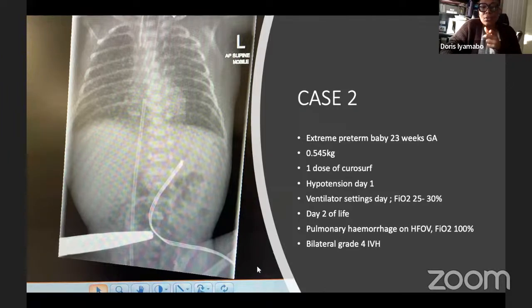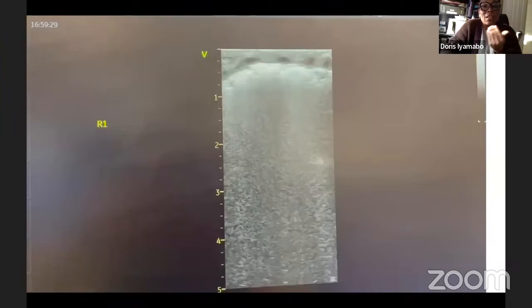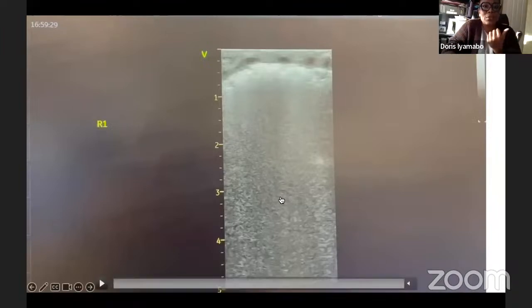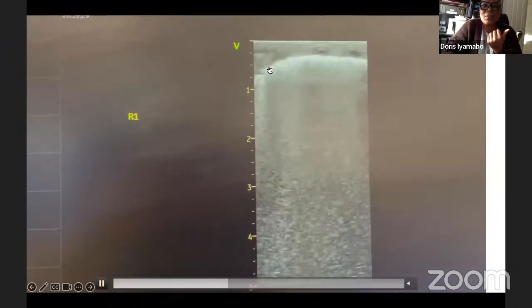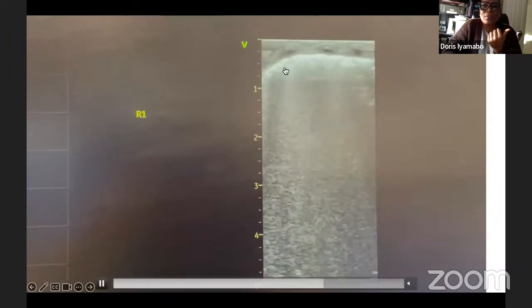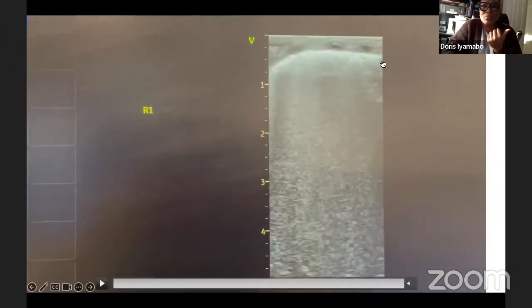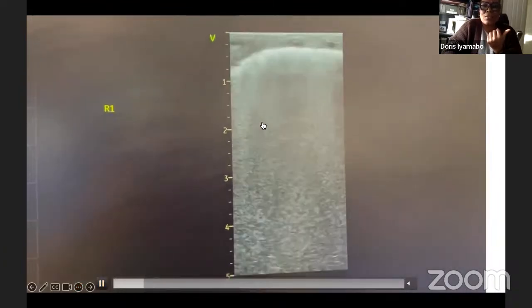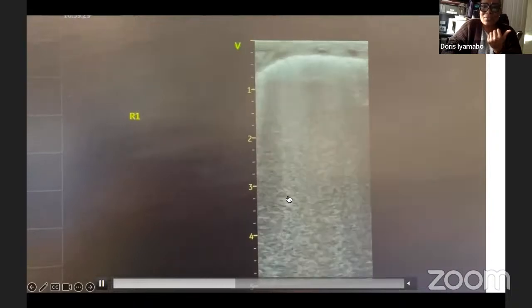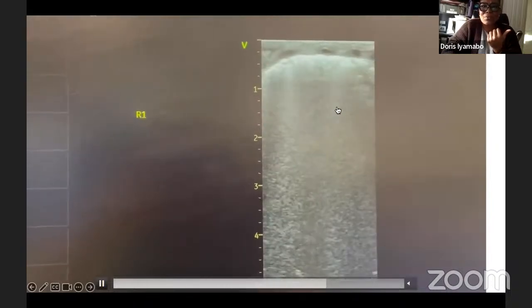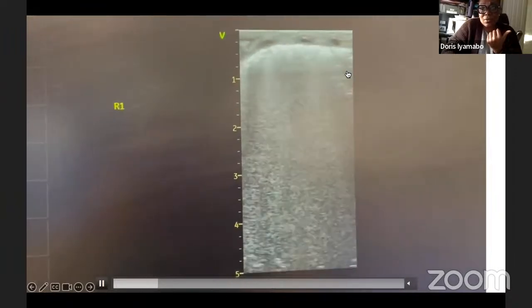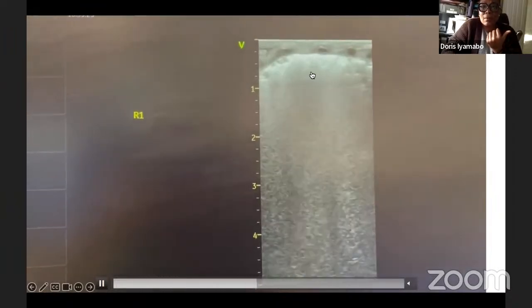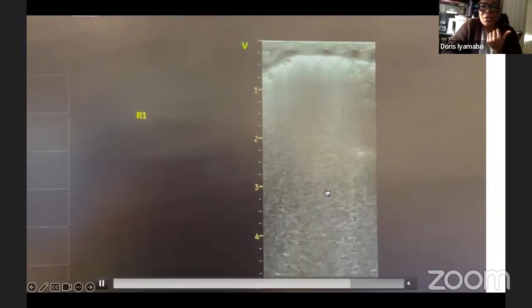So the lung ultrasounds were done whilst the baby had pulmonary hemorrhages. I could only take 2 views, R1 and L1. I couldn't look at anything else because the baby was so unstable. So this is R1. As you can see, the pleura looks irregular, I would say broken in different areas. You can appreciate the preponderance of B lines. I can't see much of A lines. And I could see these areas which could possibly be consolidation. But the appearance was like whiteout.